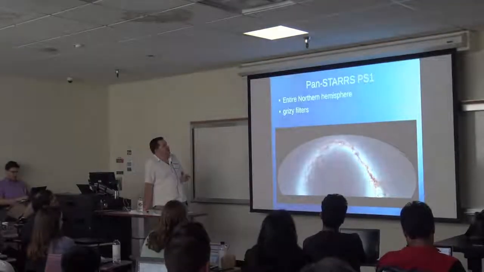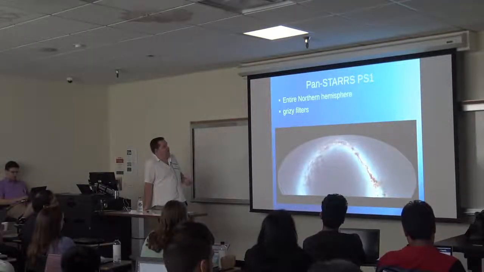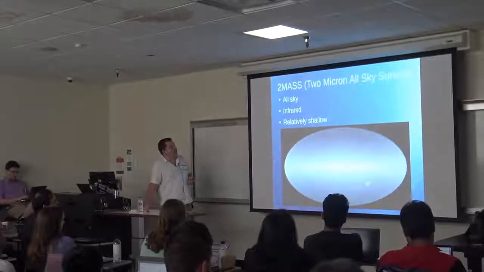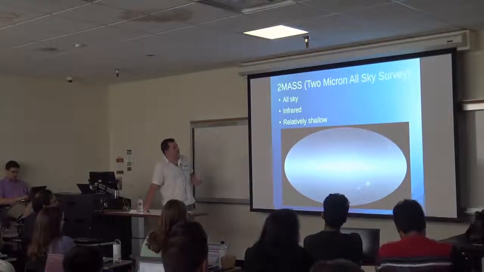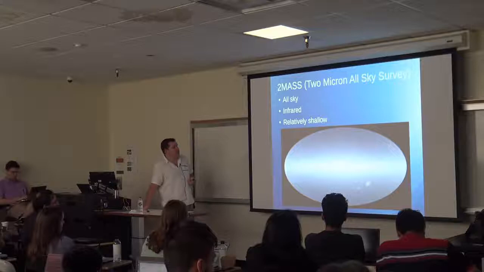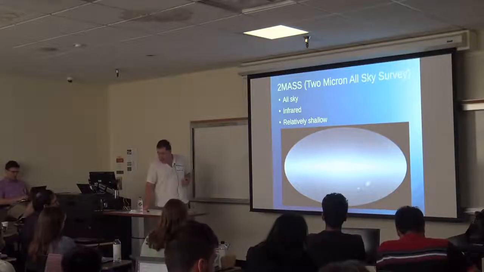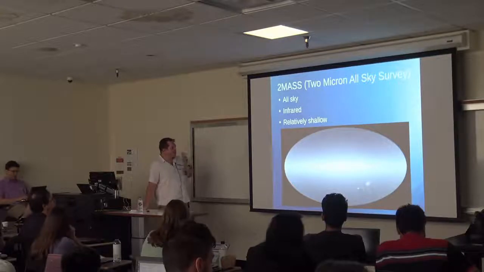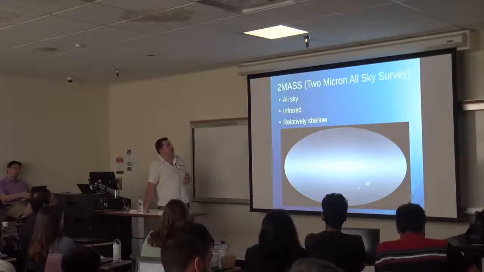The Pan-STARRS PS1 Survey uses a different set of filters but covers the entire northern hemisphere. Here's a lovely Pan-STARRS image of the northern hemisphere sky. There's the 2MASS survey, which is all sky, infrared, relatively shallow, but again it's a popular source. So depending on what observation you've taken, depending on what filters you've used to make your observation, you would choose an appropriate survey for your calibration.